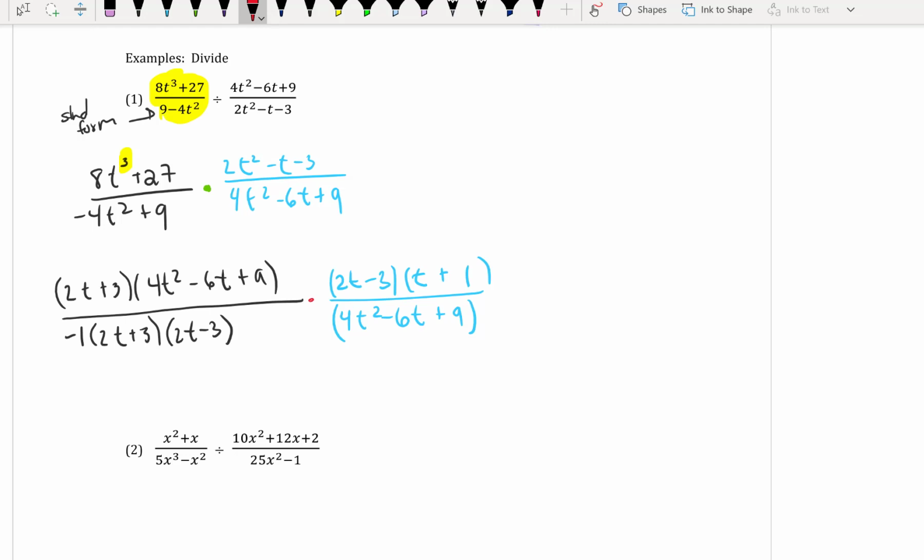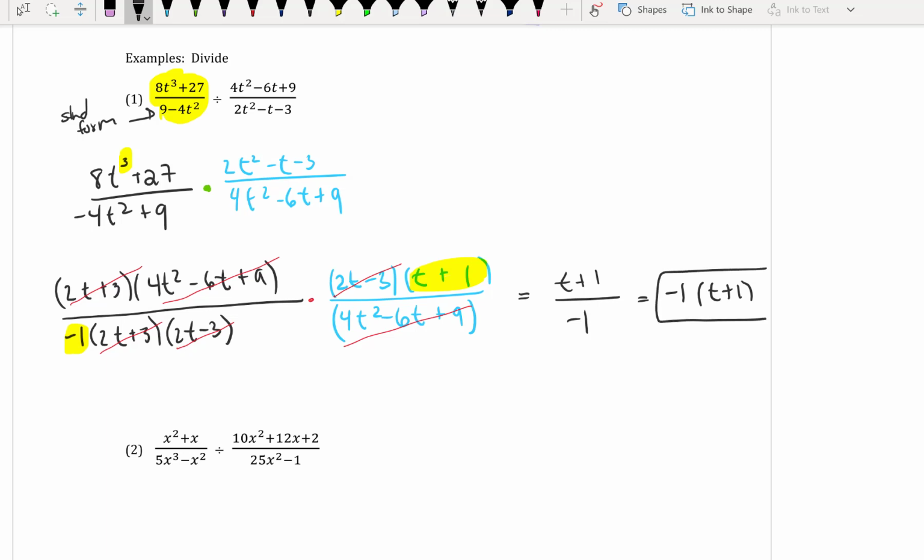So now I can either rewrite it or I can see from here things I can start canceling. So this can cancel with this. This can cancel with this. This can cancel with this. So what stayed is that t plus 1 and that negative 1. Everything else canceled out. So this can just be negative 1 times t plus 1. Okay. All right, so that's going to be my first example.